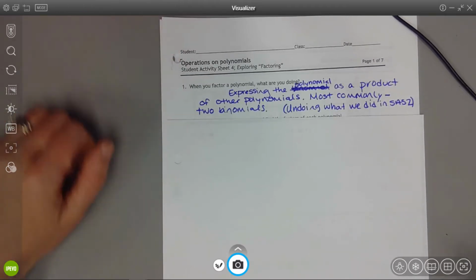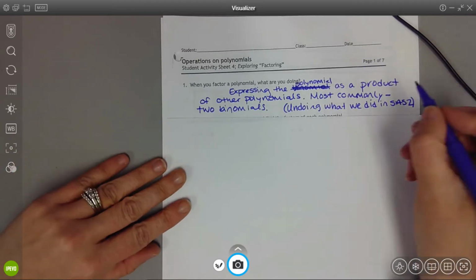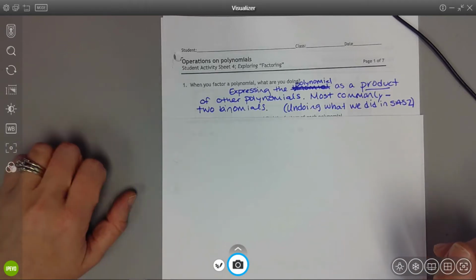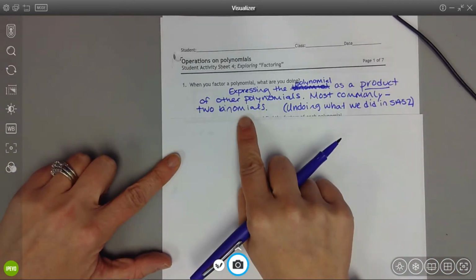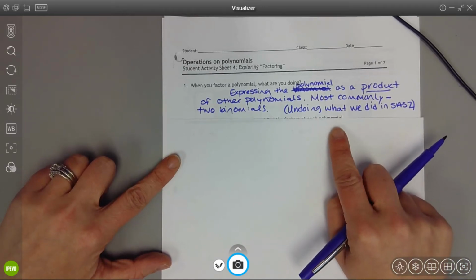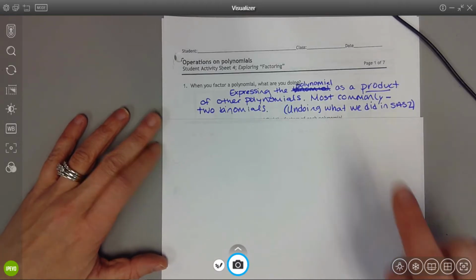When we factor a polynomial, what we're doing is expressing the polynomial as a product, that's multiplication, of other polynomials. Most commonly, we're going to see two binomials. We are going to simply undo what we did in student activity sheet 2 when we were multiplying. We're going to put it back into the multiplication form of it.